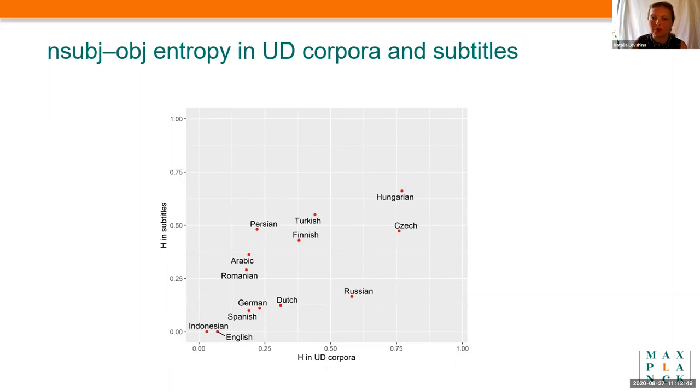Right, and this shows the correlation between entropy in the UD corpora and entropy in subtitles here. And so there's still a strong positive correlation, though there is more variation. For example, Russian has much less word order freedom in the subtitles than in the UD corpora, although Persian has more. So I don't know if there are any translation effects or any others. It would be interesting, of course, to look also at other types of texts.